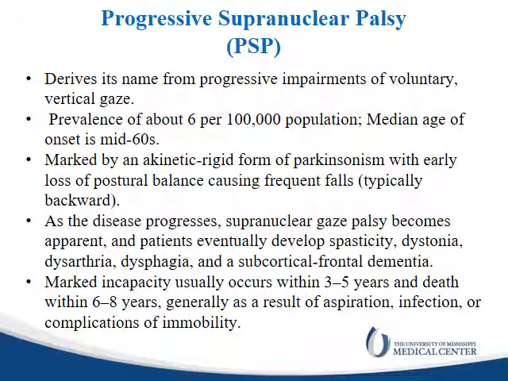As the disease progresses, supranuclear palsy becomes much more apparent, and patients eventually develop spasticity, dystonia, dysarthria, dysphagia, and a subcortical frontal dementia syndrome. A typical patient with PSP would develop incapacity usually within 3 to 5 years, and death within 6 to 8 years, generally as a result of aspiration, infection, or complications of immobility, such as fracture.